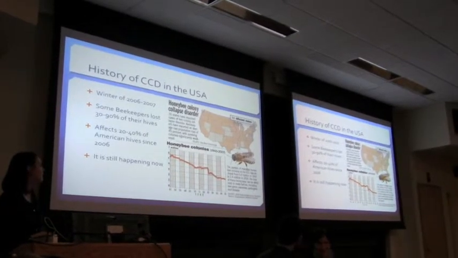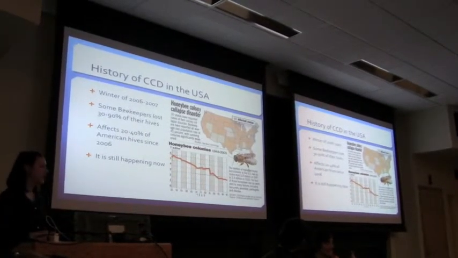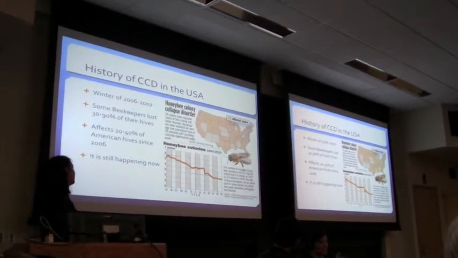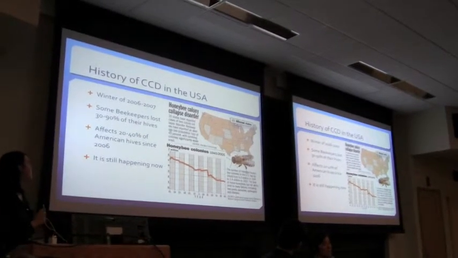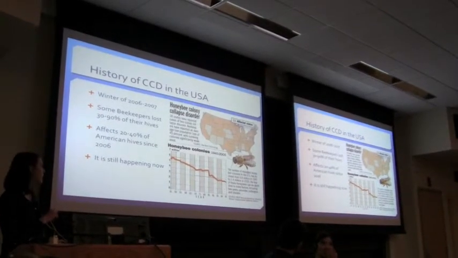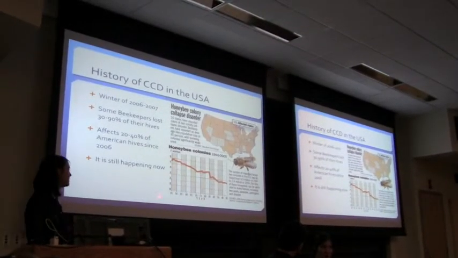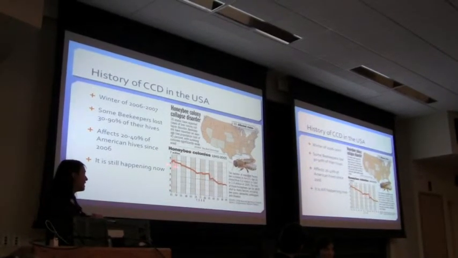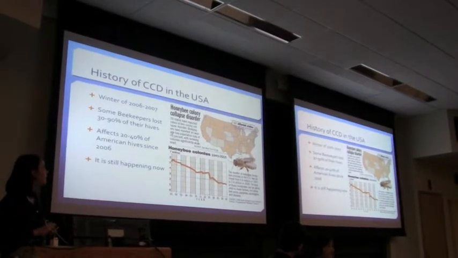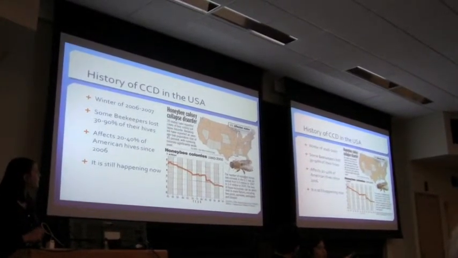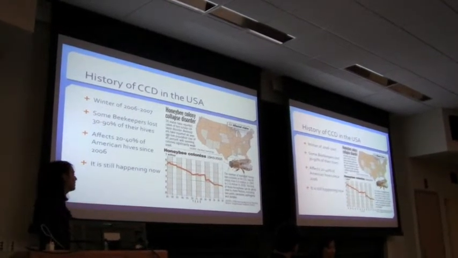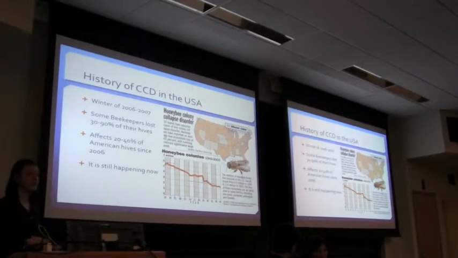So, a history of colony collapse disorder in the United States. It happened really in the winter of 2006 and 2007. 20 to 40% of beekeepers reported that they lost 30 to 90% of their hives. It doesn't seem like a lot in percentages, but you can see in the millions of honeybee colonies that it has significantly gone down since the 1945s. 35 states have reported cases of colony collapse disorder, with the average loss being around 45%. So it's a very steady loss, not just a single event.